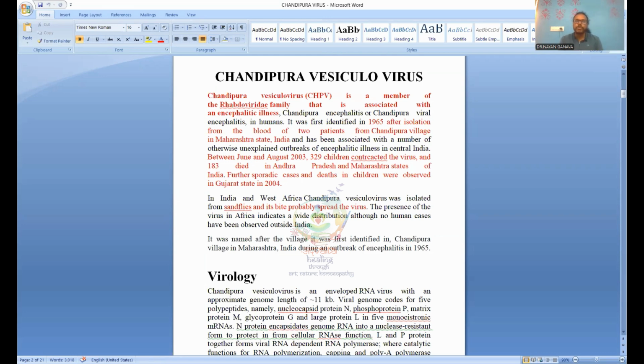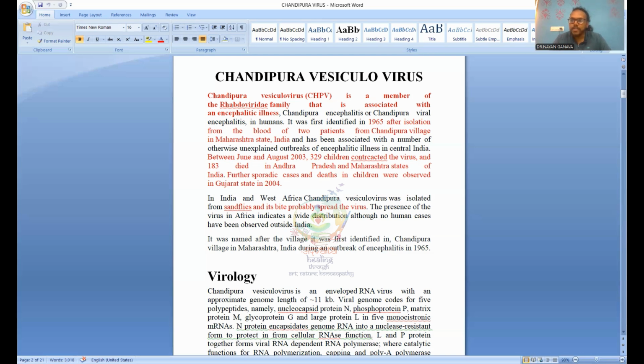So here I am going to discuss the role of homeopathy in Chandipura vesiculovirus encephalitis. Many cases have been diagnosed, specifically in Gujarat, and the rapidity and progression of the infection is so fast that many of the children died due to it. So surely it is fatal and it is rapid in progression.